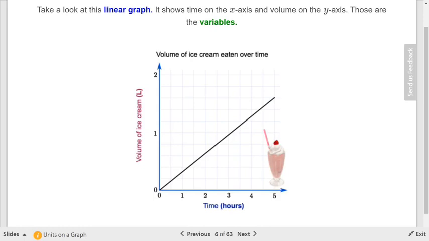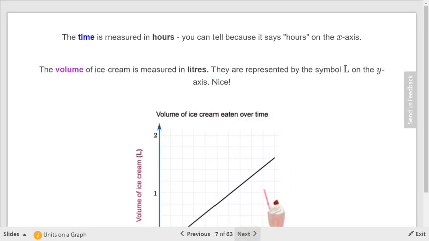So do you see you have two things? You have what's being measured and the units. Not one or the other, but both. So, what about the y-axis? What's it measuring? The volume of the ice cream in what kind of units? In liters. Okay? So, keep that in mind. It's very important that you understand and use the units as you go.